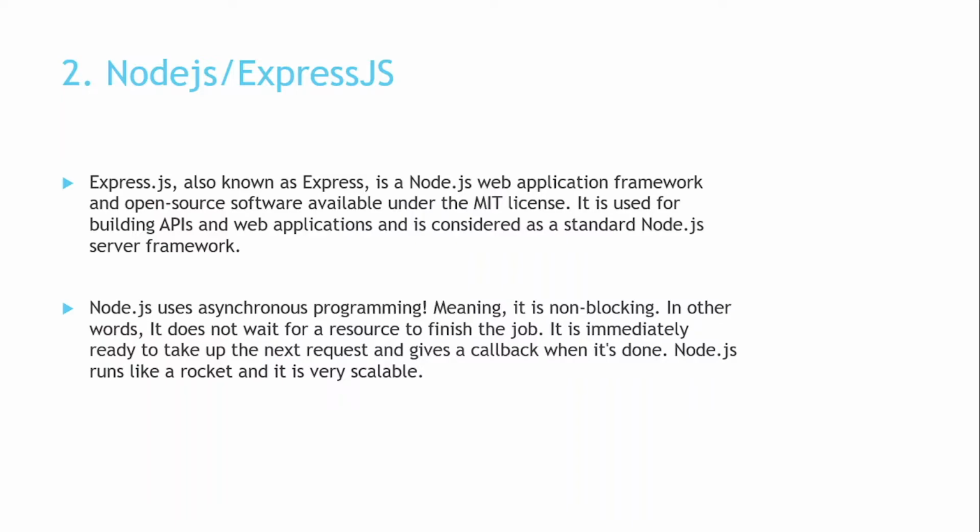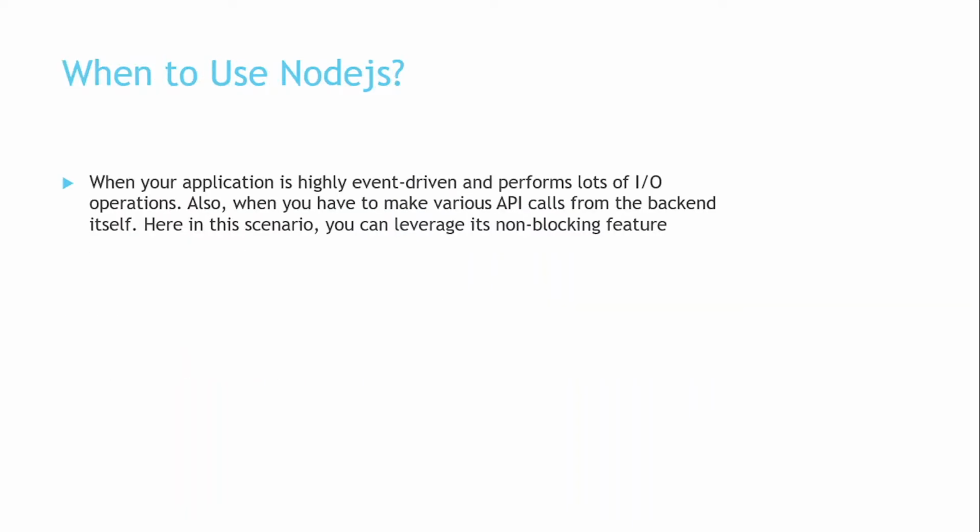So we can easily use it because it is very scalable and good for backend development when there are heavy IO, or input output, operations. So when to use Node.js? When your application is highly event driven and performs lots of IO operations. Also when you have to make various API calls from the backend itself. In this scenario, you can leverage its non-blocking feature, because whenever a lot of requests are made to the backend, sometimes the backend gets overwhelmed and we don't get the expected results.